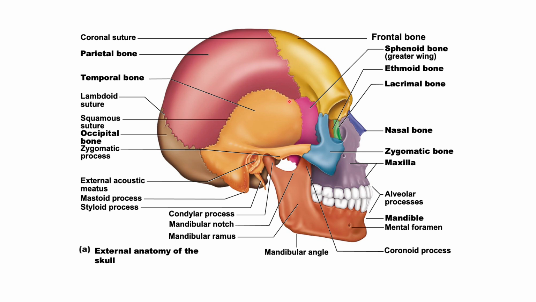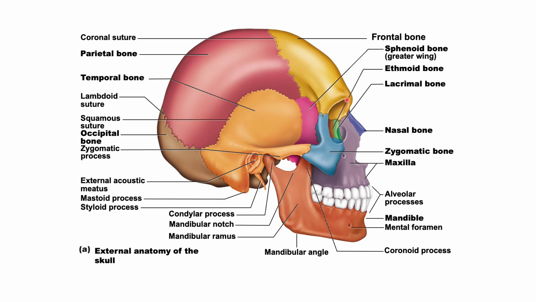The squamous suture articulates the temporal bone with the parietal bone. And another thing to remember, one of the reasons we call it the squamous suture is because this flat part of the temporal bone is actually called the squamous part. So it makes sense that we call it a squamous suture. And then at the posterior portion of the head, we have the occipital bone articulating with the parietal bone, and we call that the lambdoid suture.